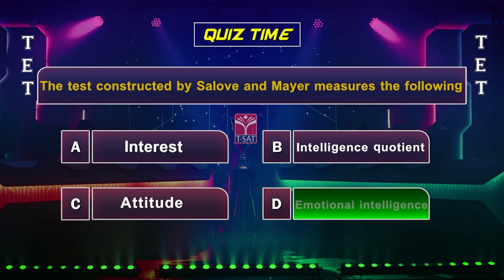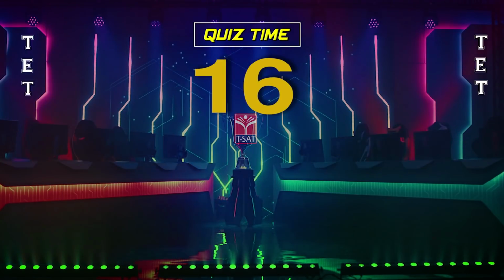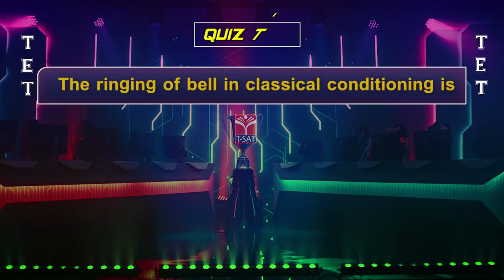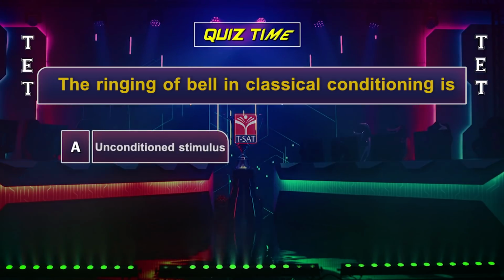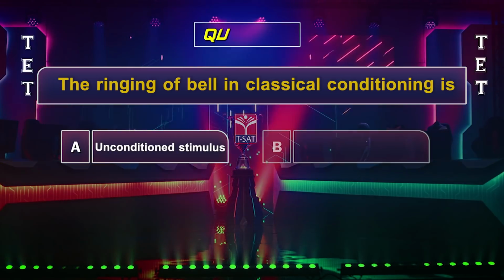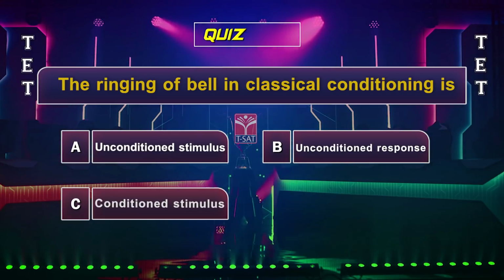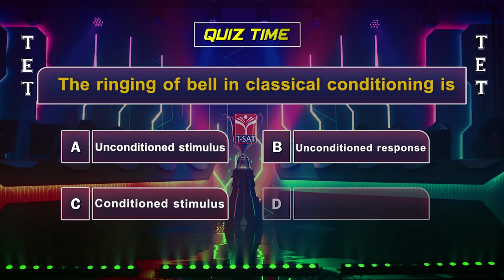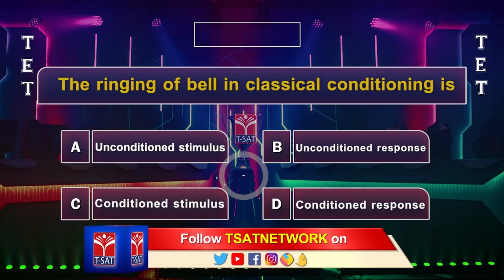The correct answer is option D, emotional intelligence. 16th question. The ringing of bell in classical conditioning is option A, unconditioned stimulus. Option B, unconditioned response. Option C, conditioned stimulus. Option D, conditioned response. Your time starts now.